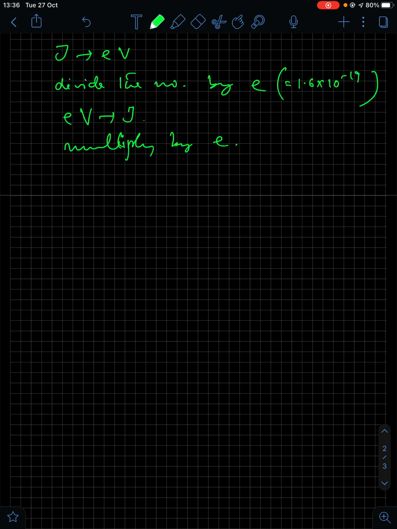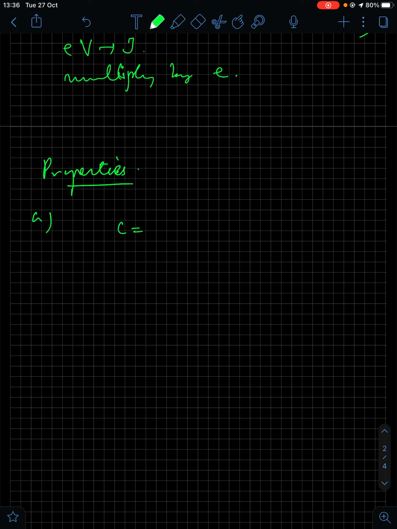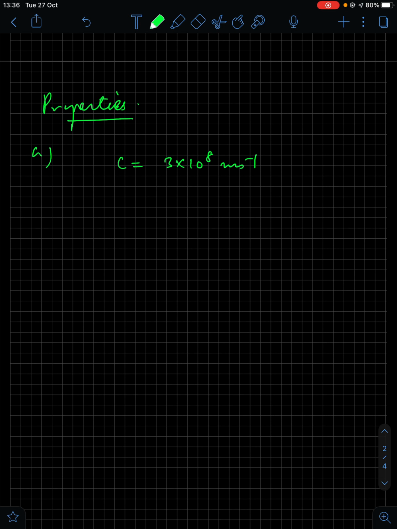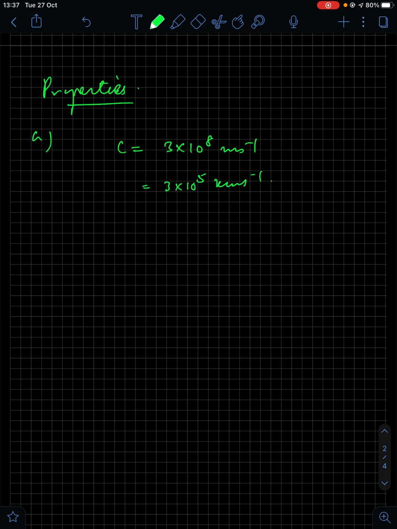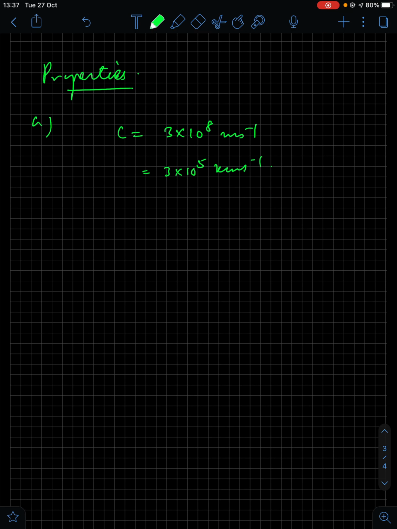Now we'll see the properties of photon, okay. Now number one, photon travels with the speed of light, which is 3 into 10 to the power 8 meter per second, okay. Now to realize how fast is this speed, if you just convert it into kilometer, it will give you 3 into 10 to the power 5 kilometer per second. Now 10 to the power 5 means 1 lakh. All right, so it is telling you that light, or photon, travels with the speed of 3 lakh kilometer in 1 second. That means with a blink of an eye, photon has traveled 3 lakh kilometer, okay.